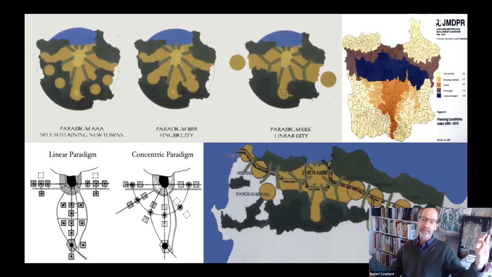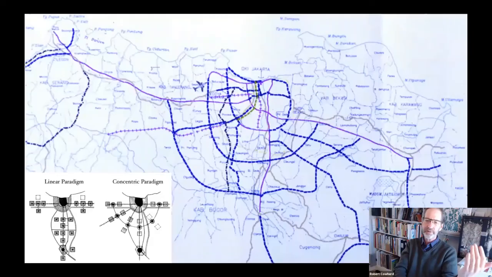Build a rail line and put high density, high rise development around the stations on that rail line. Run it and base it on an east-west corridor model across the northern coast of the island of Java. That's what we should do. And that continued to be put forward in the urban plans of Jakarta decade after decade.